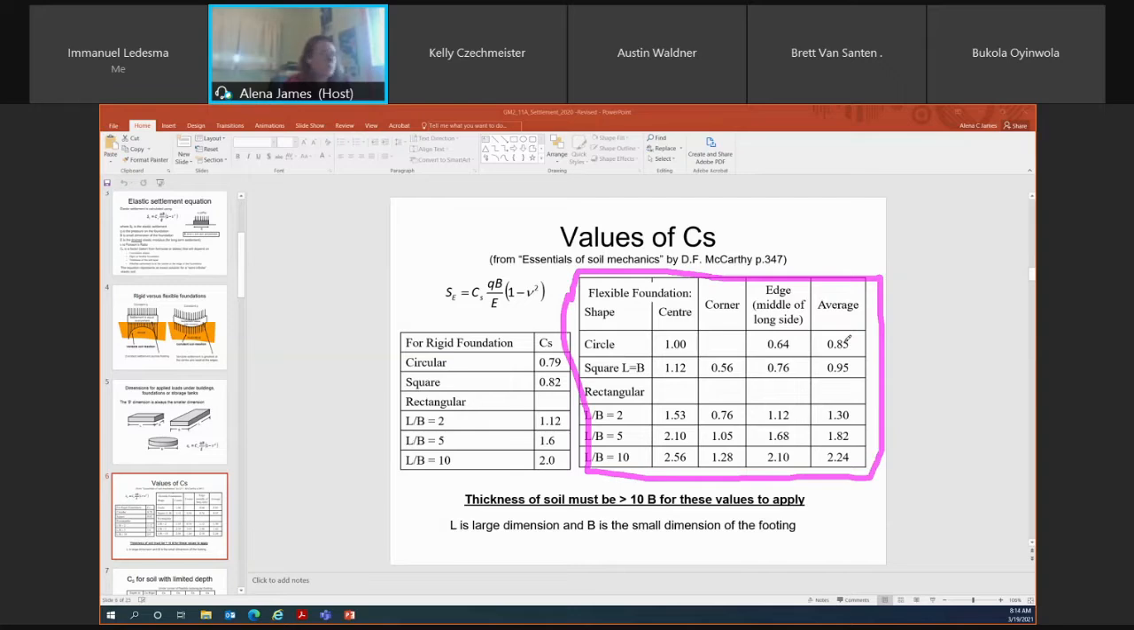With a flexible and a rigid foundation, you will have to know what your L to B ratio is. So that simply represents the ratio of the longest dimension of your footing to the smallest dimension of your footing.